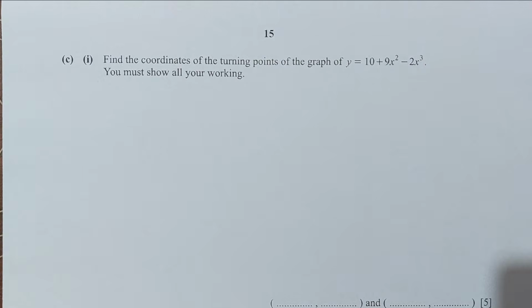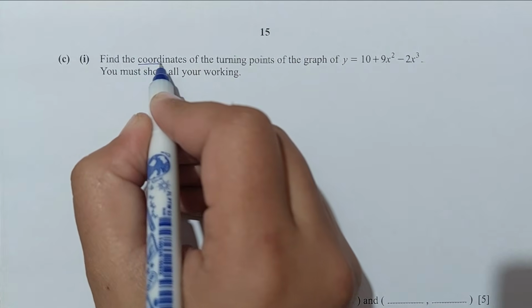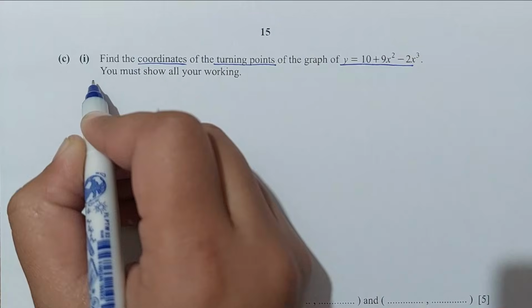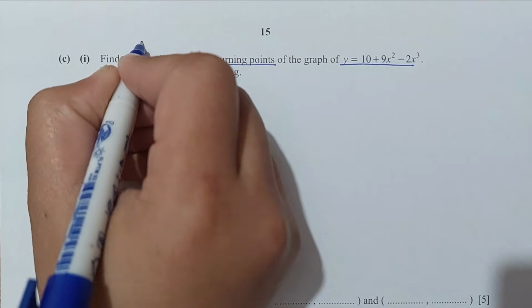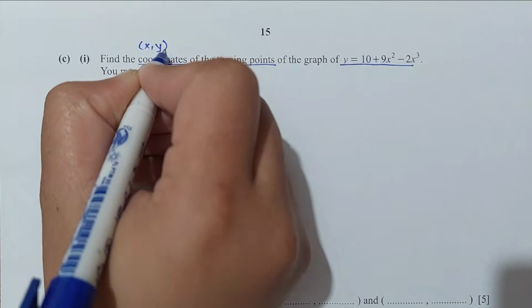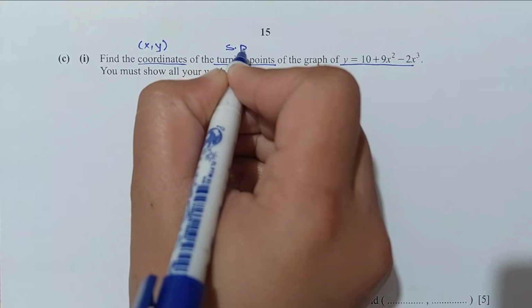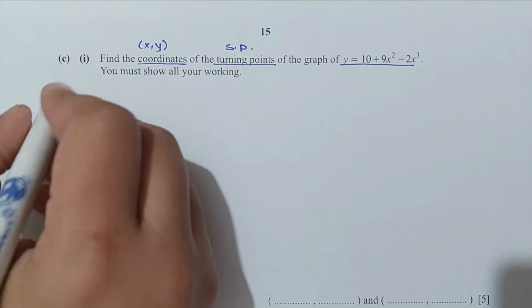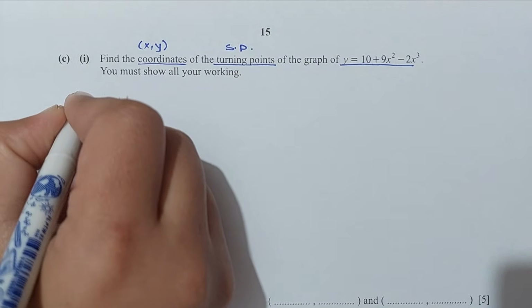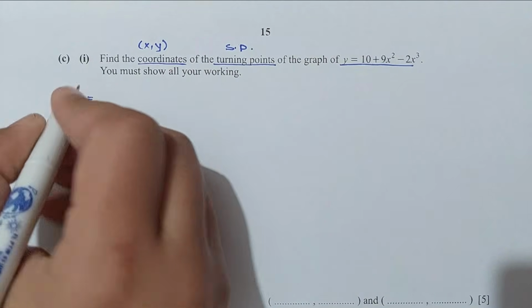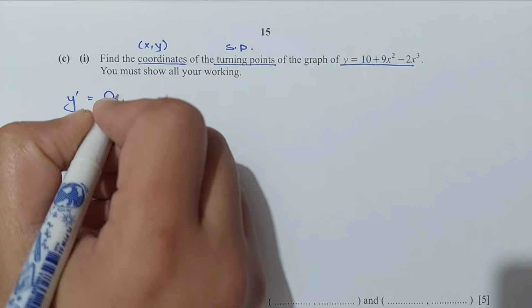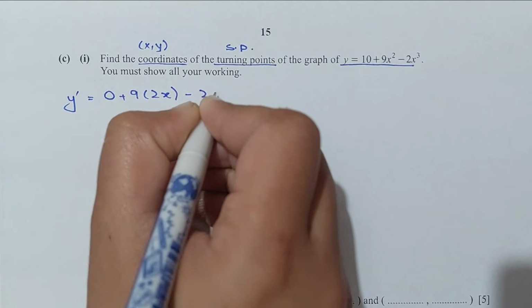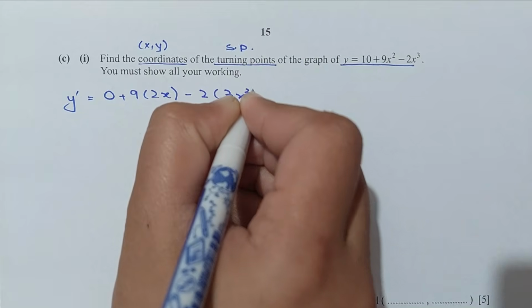Alright. Now for part C1, find the coordinates of the turning points of the graph. You must show your working. Coordinates means we have to find the x and the y. Turning point is the stationary point, right? For a turning point or stationary point, we have to take the first derivative of the function and set it equal to 0. The derivative of the constant term is 0, the derivative of 9x squared is 2x, minus 2 is a constant, and the derivative of x cubed is 3x squared.